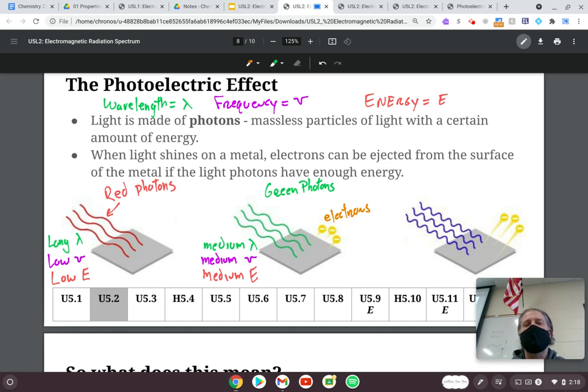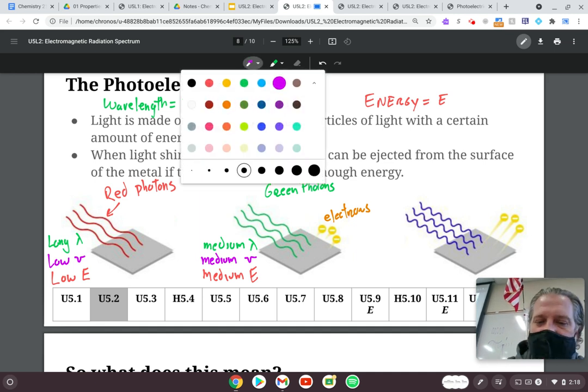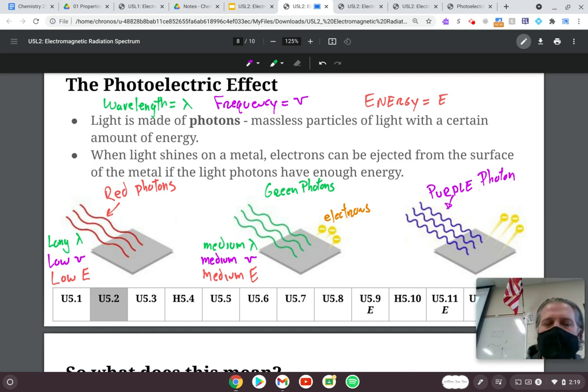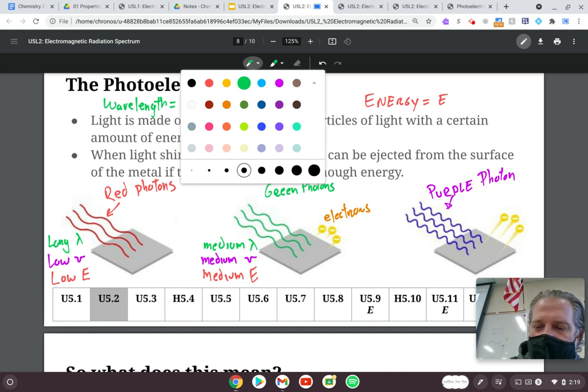Okay. In the green photon part of the diagram, there are electrons being emitted, but they're not being emitted that far. And so now we have the purple photons, and if you have purple bacon, that sounds like it's going to be a really bad day. Because at that point, you're ingesting some type of fungus probably.